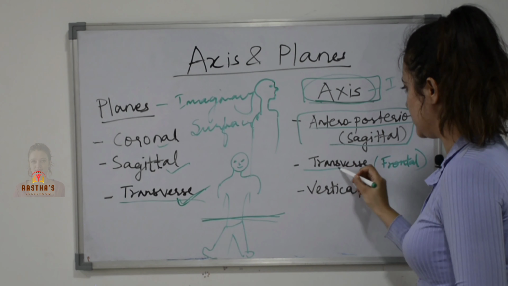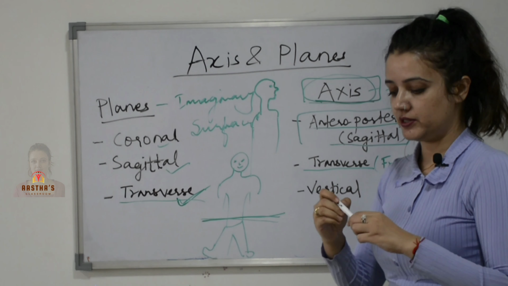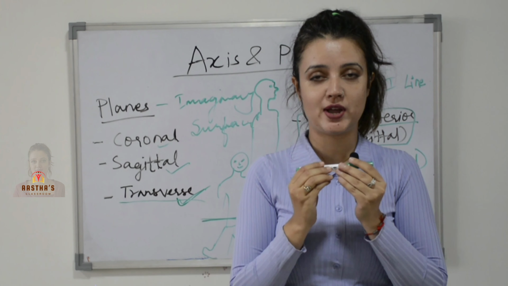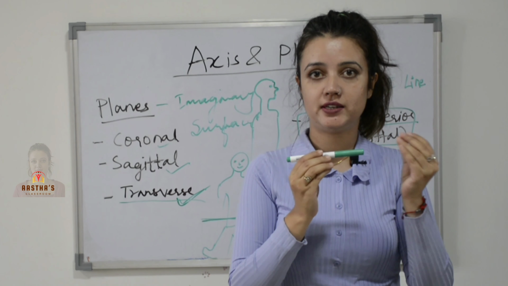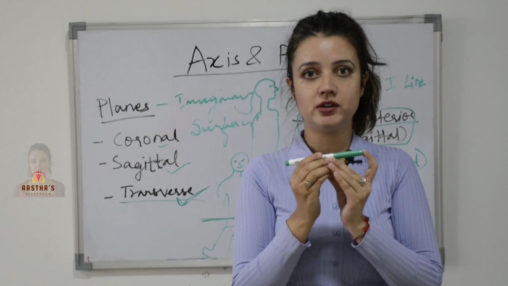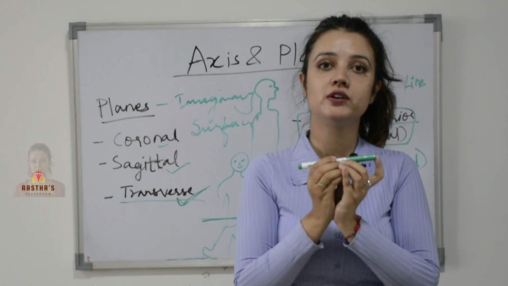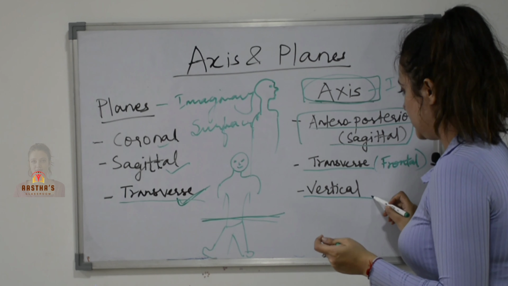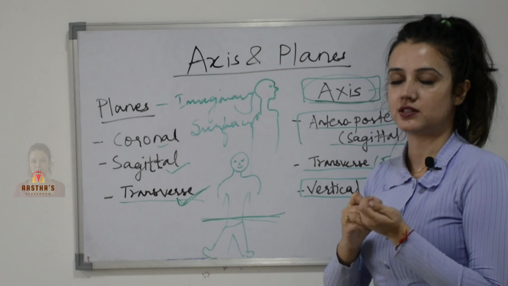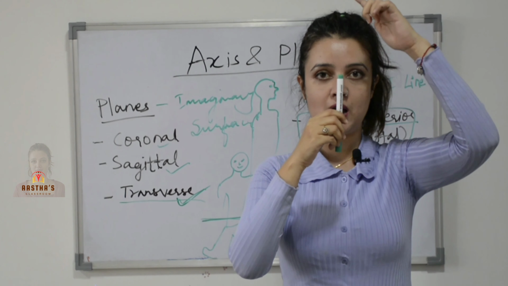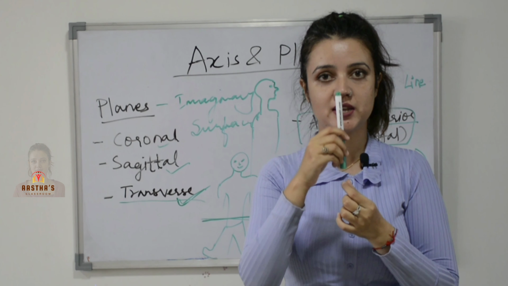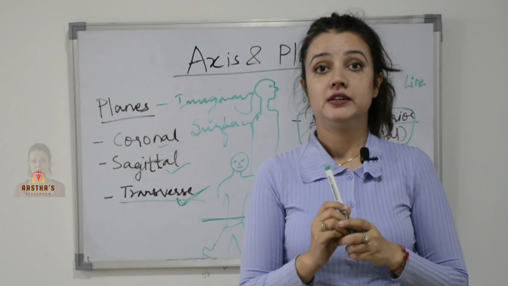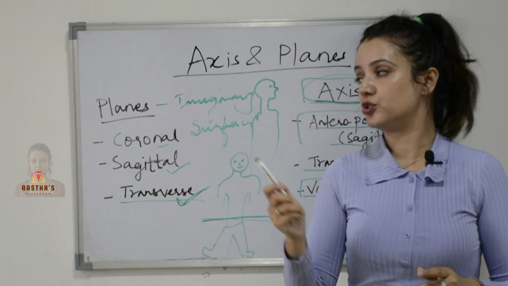The other axis is also called the frontal axis. I also call it the transverse axis because it is present like this, from right to left, one end in the right and the other end in the left. So this is our transverse axis or frontal axis. Now the other axis is the vertical axis. Vertical axis has one end upwards and the other end downwards. I hope we have understood the axes properly.